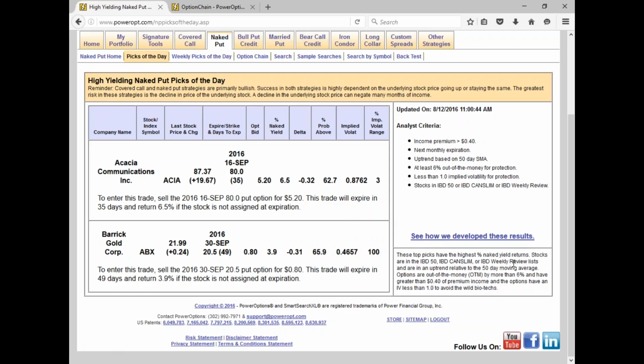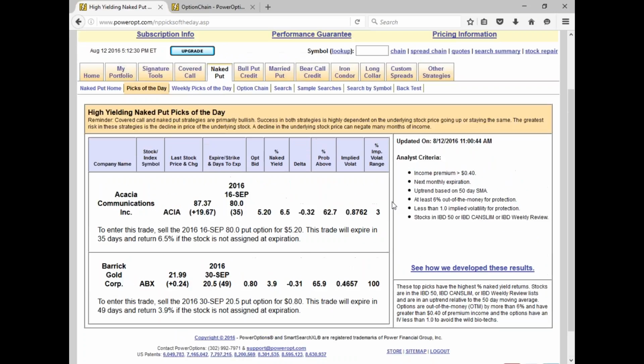Stocks are in the list that he decided to use in an uptrend. Options were out of the money by more than 6%, greater than 40 cents premium, and have an IV of less than 1 to avoid biotechs. When we included biotechs, the results were worse. Those crushes really hurt over time. So these are the results that he's back tested.